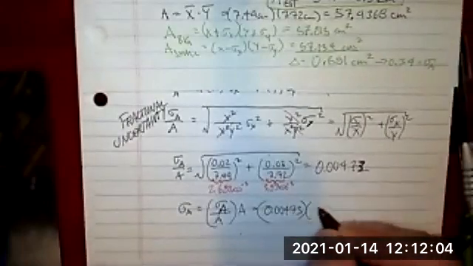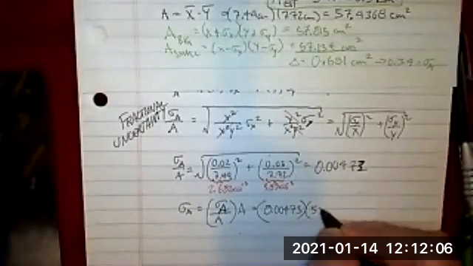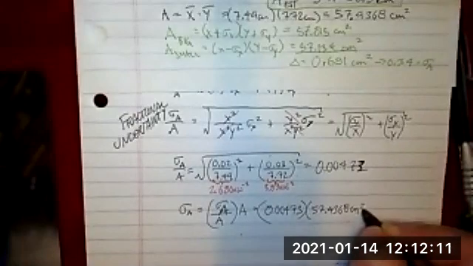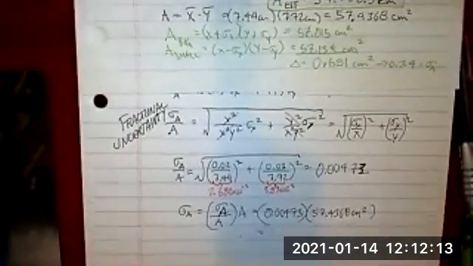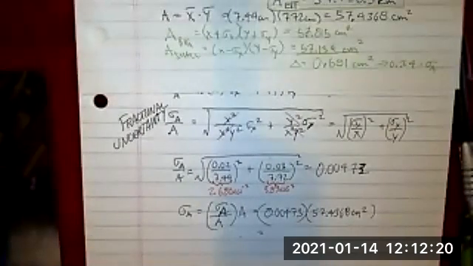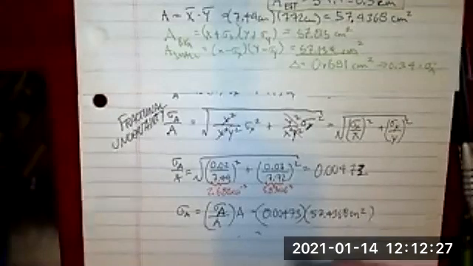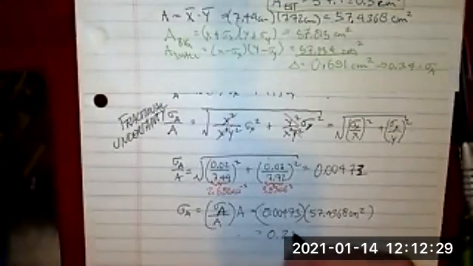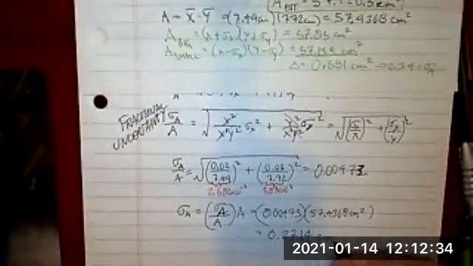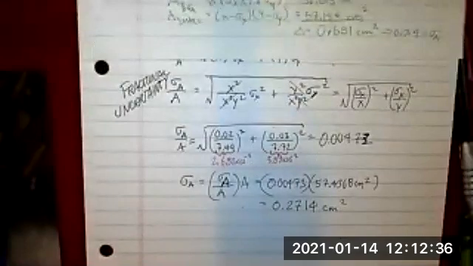0.00473 times the average A, which was 57.4368 square centimeters. And when I get that, I'll say times 57.4368. And that gives me 0.2714 square centimeters. Notice I'm back into square centimeters as my unit.